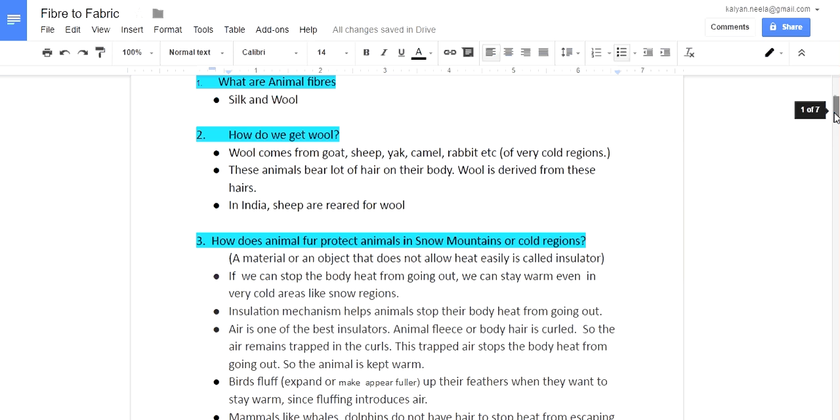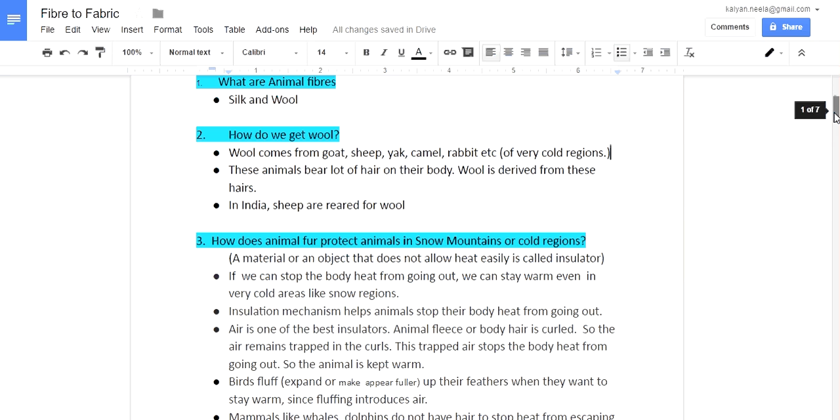An insulator is an object that does not allow heat to pass through it. These animals typically surround their body with an insulator so that the heat from their body does not go out. They wear a blanket of insulator so that the body heat will not run out of the body, so they are kept warm. So what is that insulator they are covering their body with?